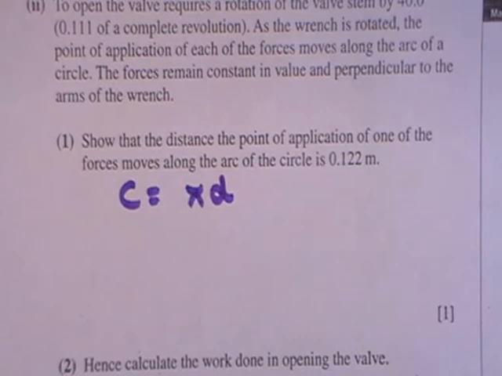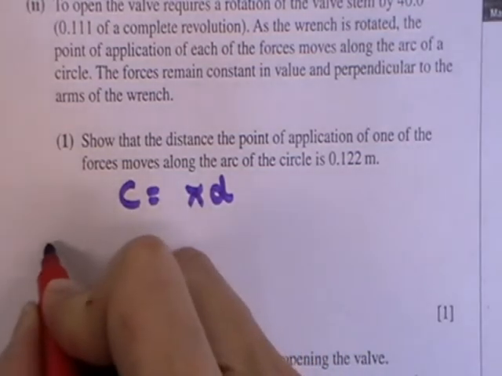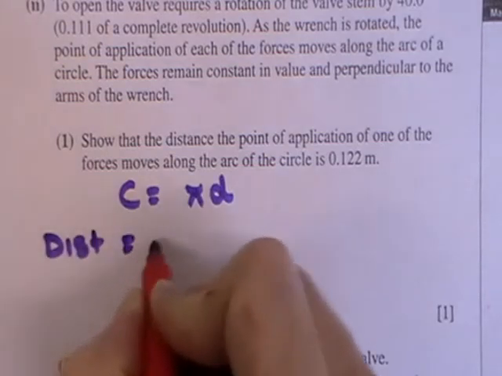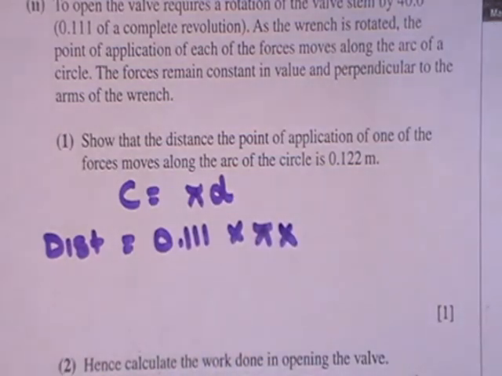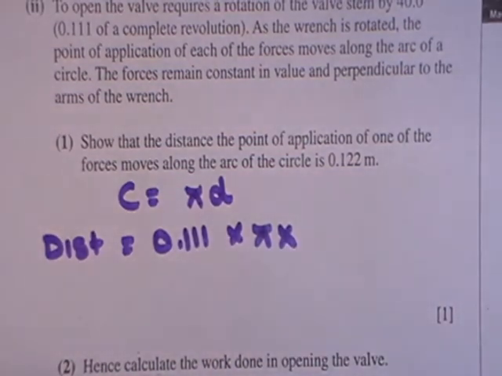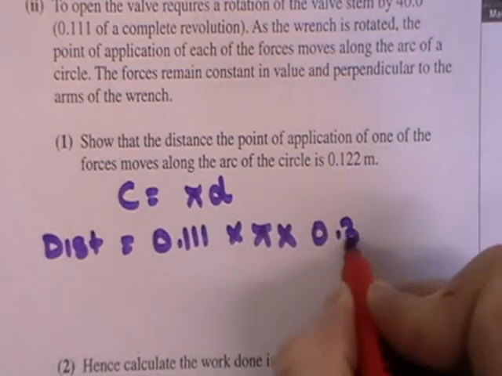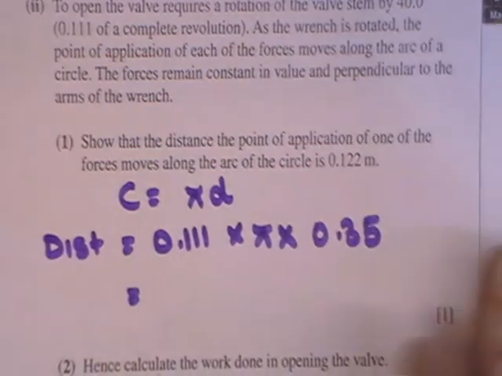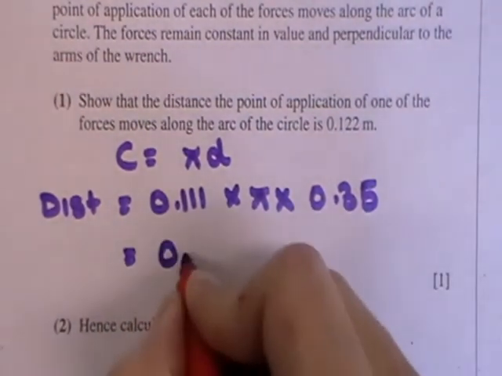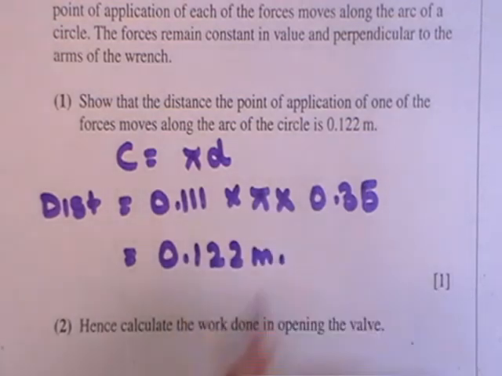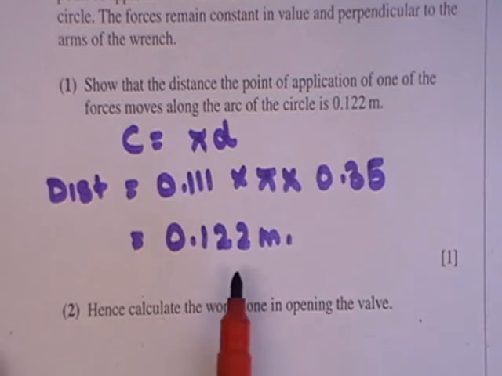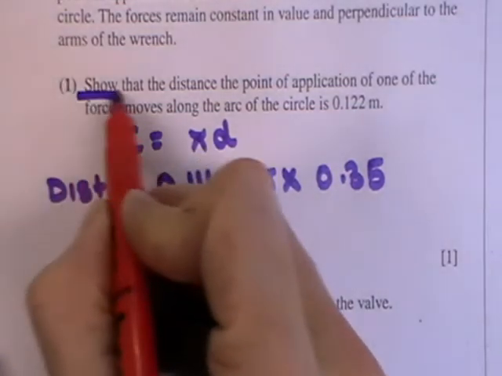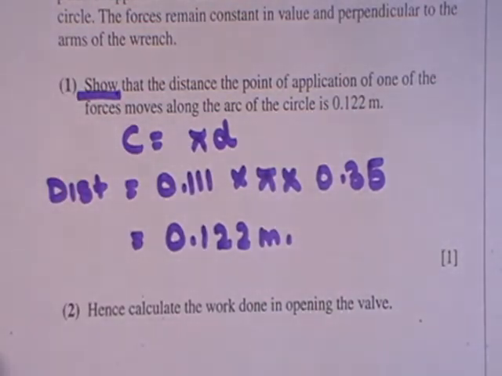But we want 0.111 of that. So our length here, our distance, is equal to 0.111 multiplied by pi. And the diameter of the circle is the length between the two forces, and that's 0.35 meters. And when you multiply all that out, you get 0.122 meters, as expected. But you must be very clear about that too, because again, they're giving you the answer and they're asking you to show.